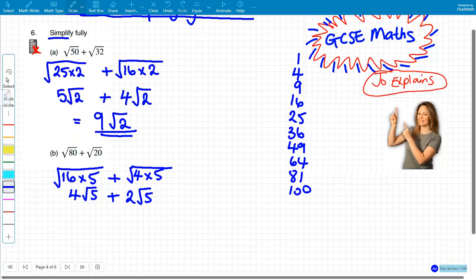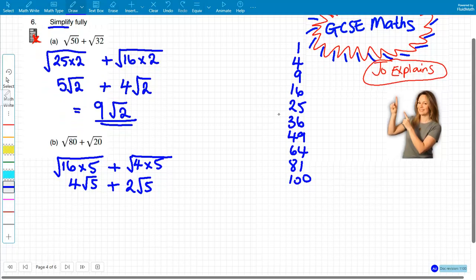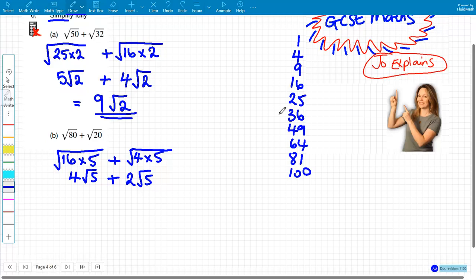And just put this down a little bit. Then what we can do is simplify those because they're both root 5. Because they're both the same term, we can just say 4 plus 2 is 6 root 5. And that would be the answer to that one.